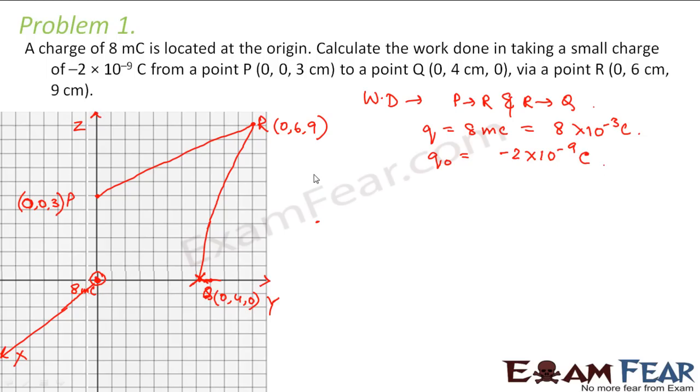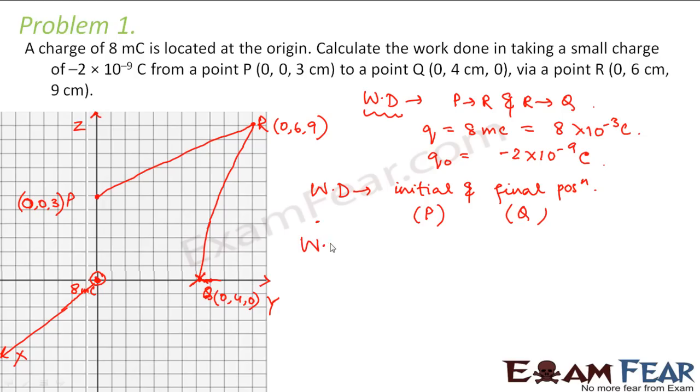We know from our previous studies that work done never depends on the path which is followed. Work done only depends on the initial and final position. So in this case, what is my initial position? Initial position is of course P. And what is the final position? Final position is Q. So it doesn't matter whether it goes to R or somewhere else. All that matters is it is coming from P and going to Q.